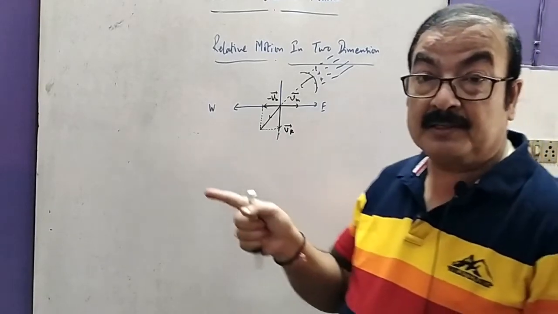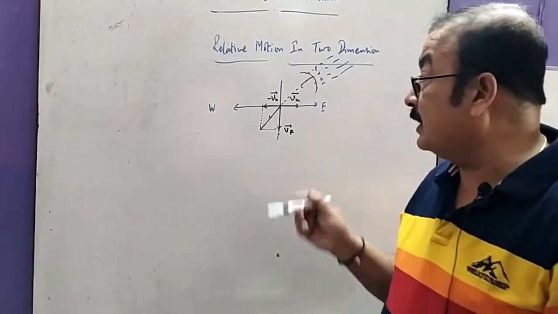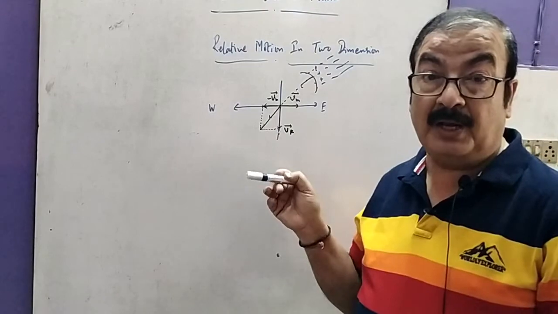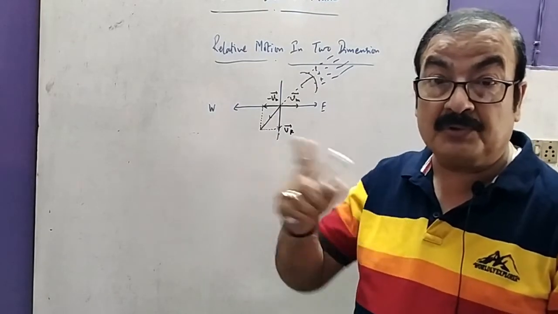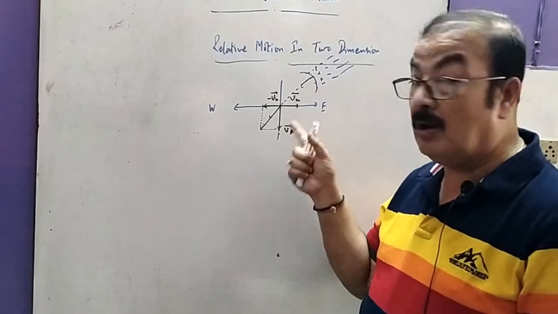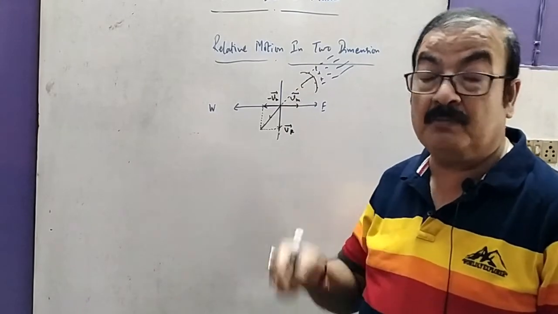If I move in the eastern direction, then I have to bend my umbrella in such a way. First we have to see what is the relative velocity of rainwater with respect to my motion.